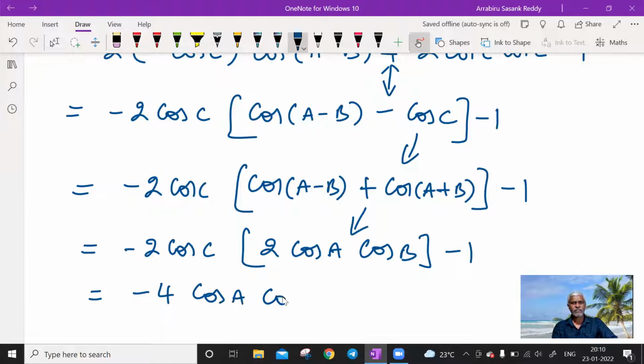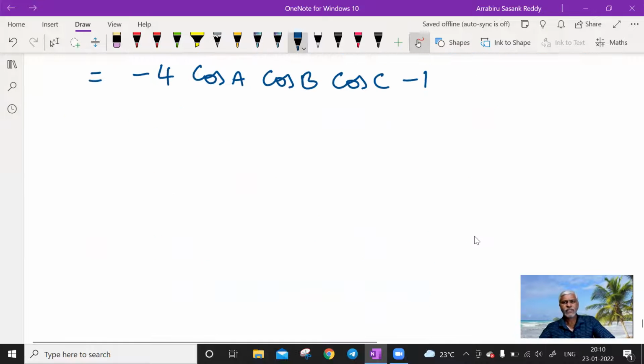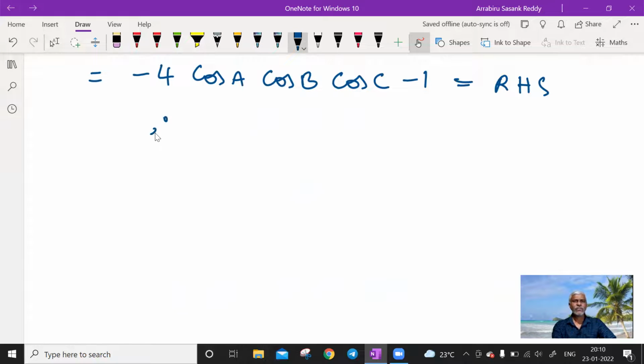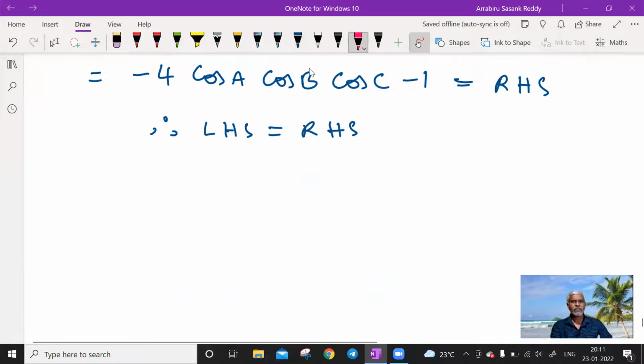Cos A cos B cos C minus 1. So this is the required answer, right hand side. So therefore LHS is equal to RHS, hence it is proved. Now let us take up one more problem.